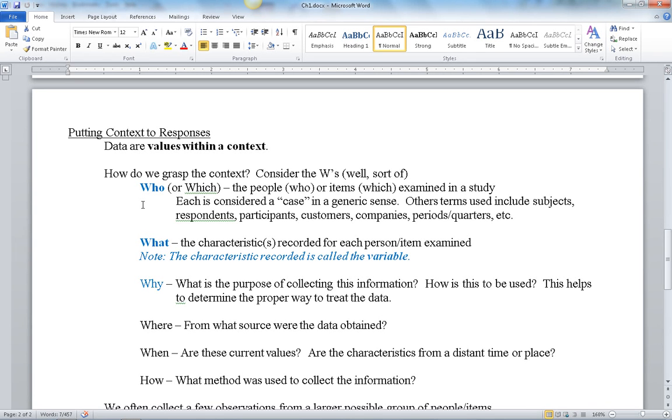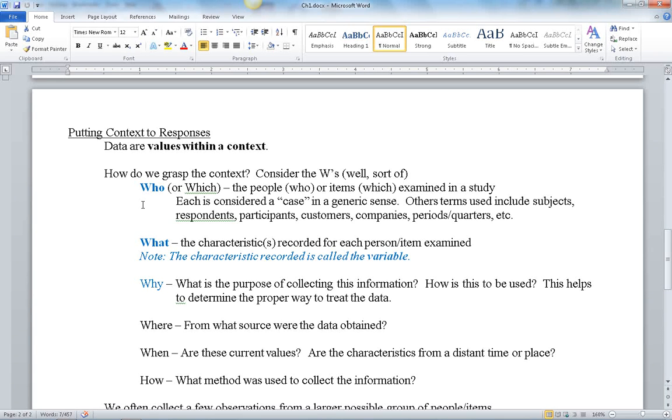What about the when? Are these current values? Am I talking about students that are enrolled right now? Am I talking about students that were enrolled last year at NKU? Am I talking about students that were enrolled back in 1985? Are the characteristics from a distant time or place?